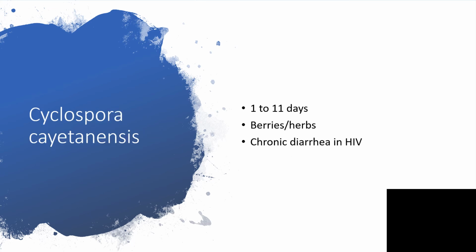Cyclospora cayetanensis, 1 to 11 days, found in berries or herbs, can cause chronic diarrhea in HIV-infected individuals.